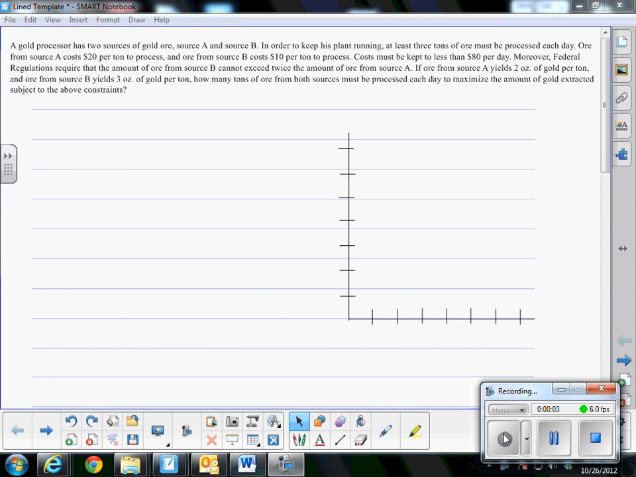This question is a linear programming question. It says a gold processor has two sources of gold ore, source A and source B. In order to keep his plant running, at least 3 tons of ore must be processed each day. Ore from source A costs $20 per ton to process, and ore from source B costs $10 per ton to process.